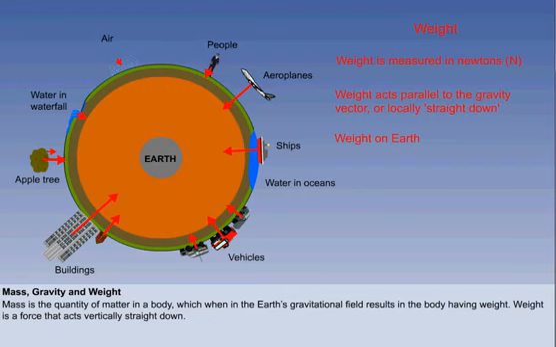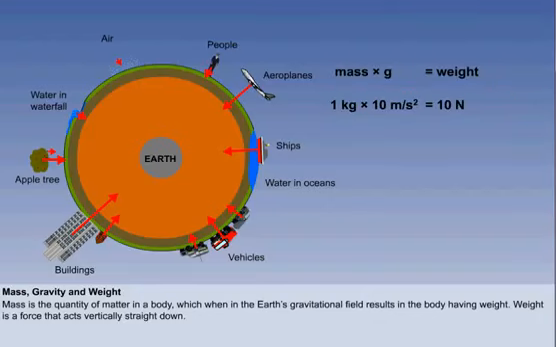Weight is the force that a mass exerts when it is in the gravitational field. Weight acts parallel to the gravity vector and is locally taken to act straight down. The SI unit for weight is the Newton, designated by the symbol N.